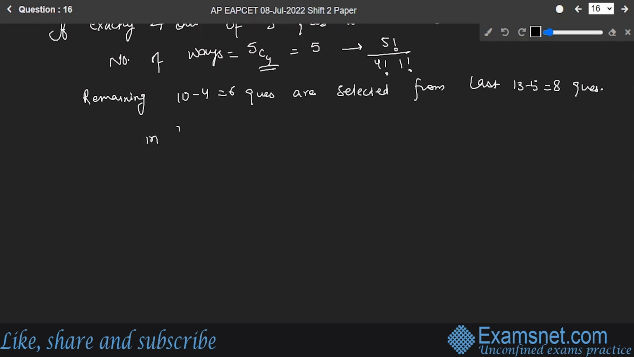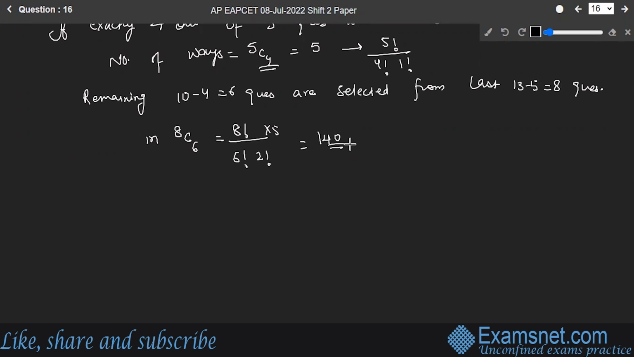In how many ways? 8C6 ways, which will be 8 factorial upon 6 factorial into 2 factorial, that is equal to 28, into 5, that is equal to 140, right? Now, this is the first case.